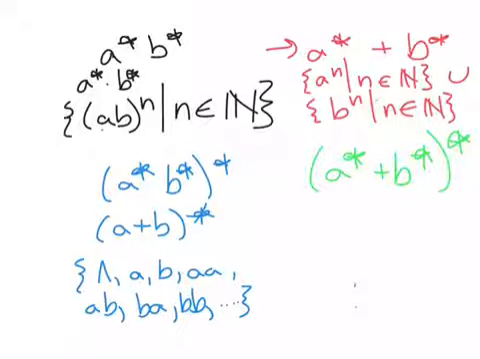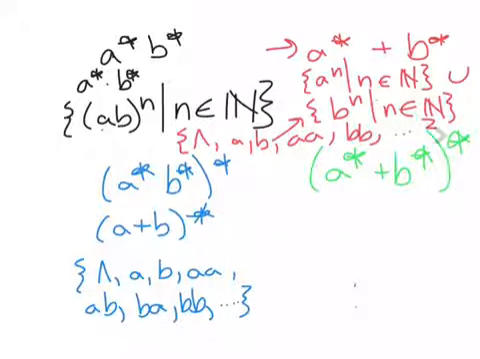Another way that we could write this set, if I'm trying to write out this red set here, would be, I would say, let's see, there's strings of length 0, strings of length 1, strings of length 2, and so on.